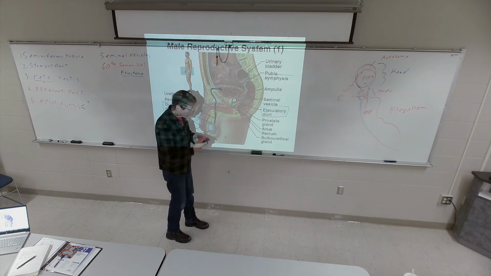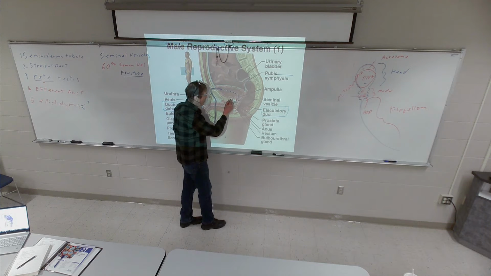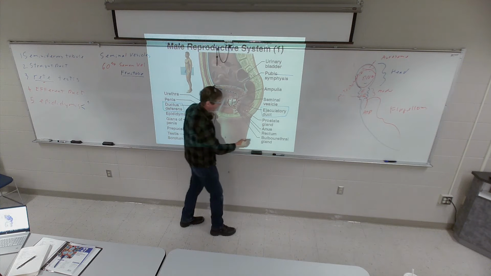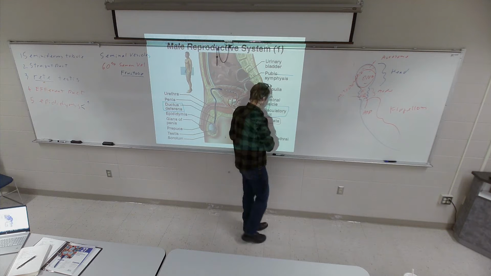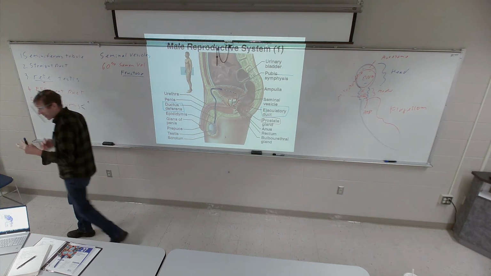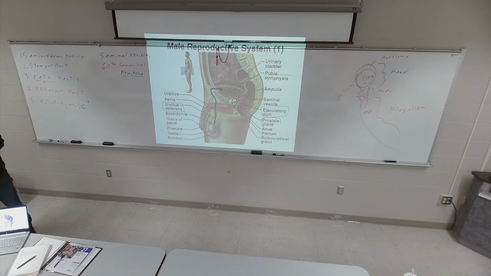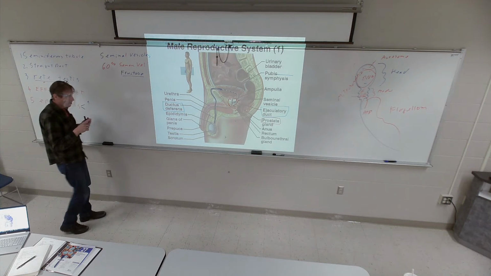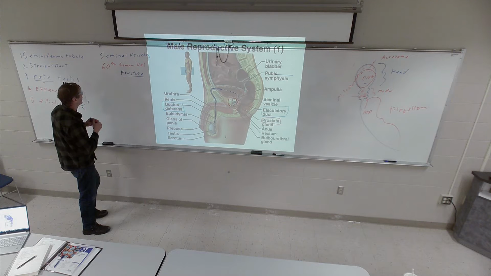And I'll mention at this point, the ducts are running through another accessory reproductive gland. This is the prostate. Now you only have one prostate. You have two seminal vesicles, but everything goes through the prostate. There's just one. And it's prostate, one R, not prostrate. That's different.